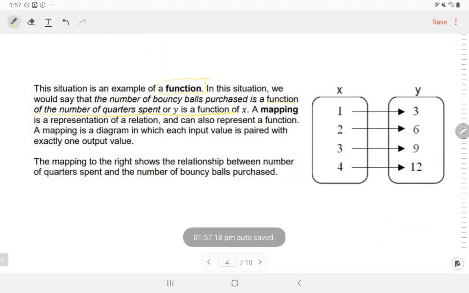A mapping is a representation of a relation and can also represent a function. A mapping is a diagram in which each input, these are our inputs, value is paired with exactly one output value. So for every x, we only have one y. The mapping to the right shows the relationship between the number of quarters spent and the number of bouncy balls purchased.